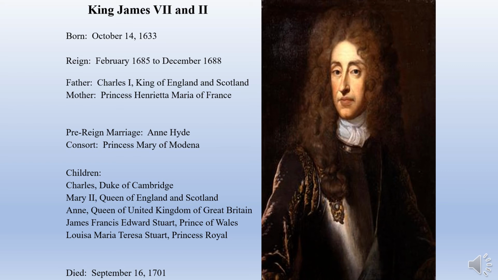was his daughter Mary. His eldest son Charles, the Duke of Cambridge, died fairly early on in his life, so he has two daughters that remain, Mary II, who will become Queen of England and Scotland, and then Anne, who becomes Queen of the United Kingdom of Great Britain, and we'll talk about how that happens in a few minutes. So he's middle-aged, his wife is middle-aged, and so they don't believe that it's going to be a problem.